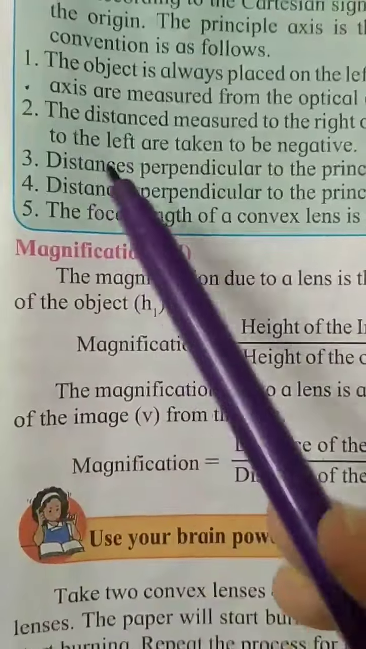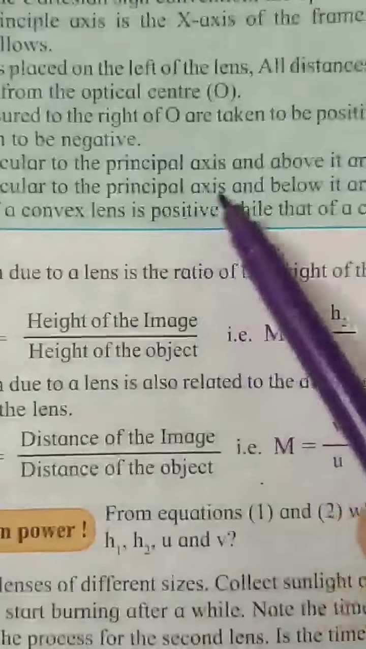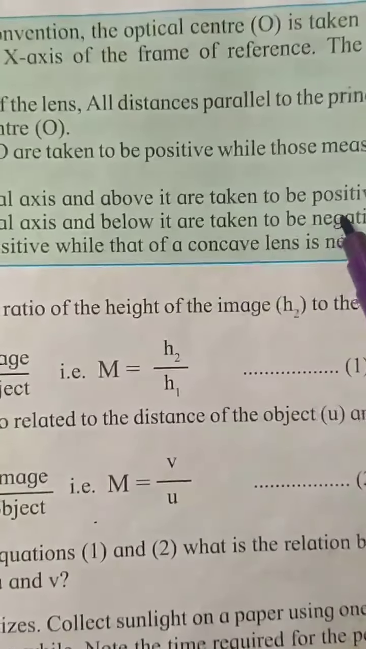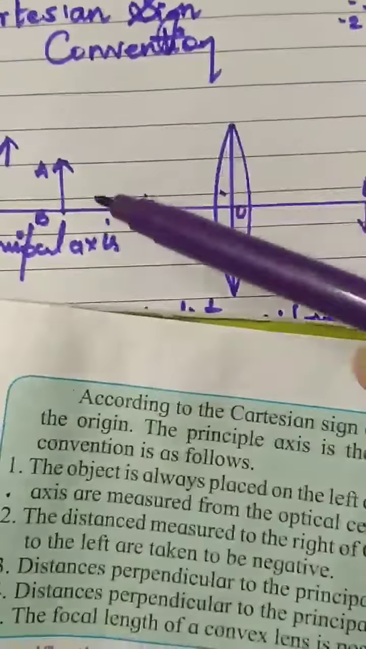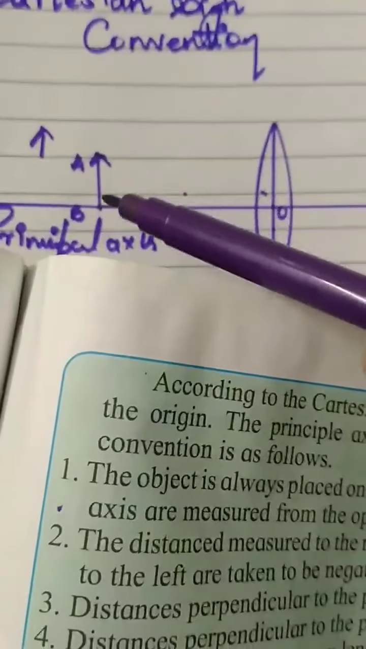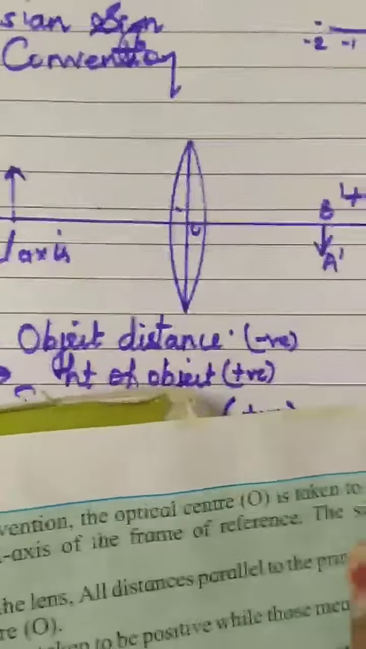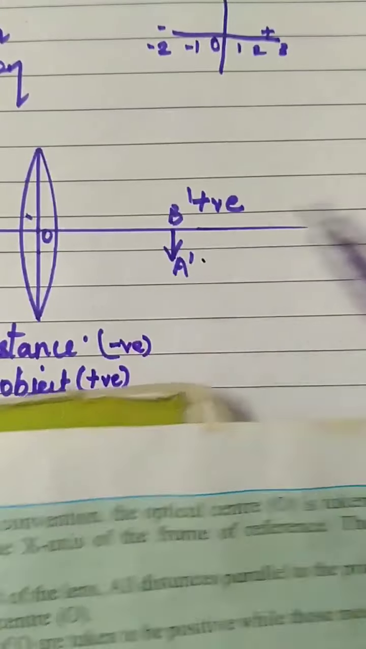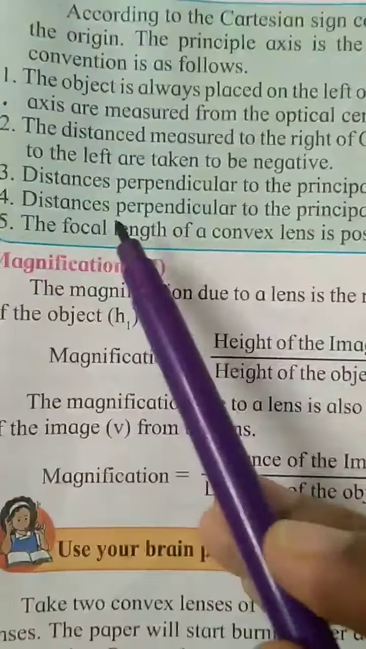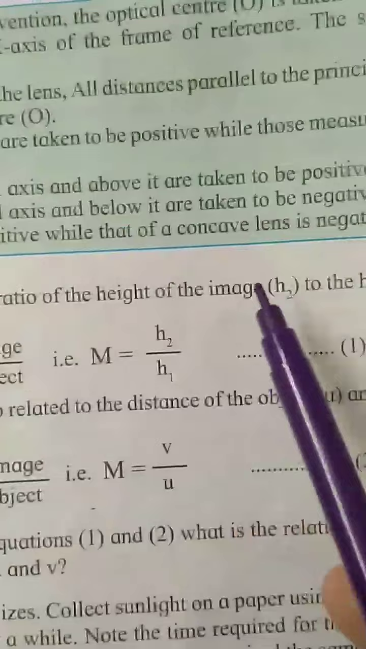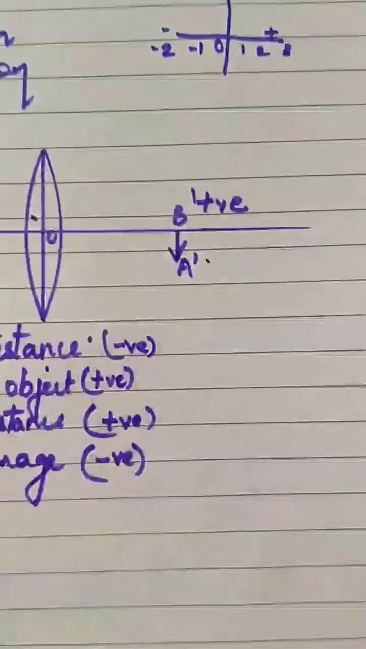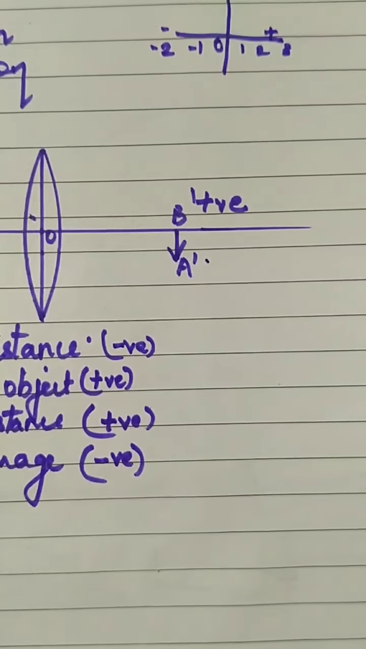Now about height. Distances perpendicular to the principal axis and above it are positive. The upward one will be positive and the downward one will be negative. Distances perpendicular to the principal axis and below it are taken as negative. Okay, these are the sign conventions.